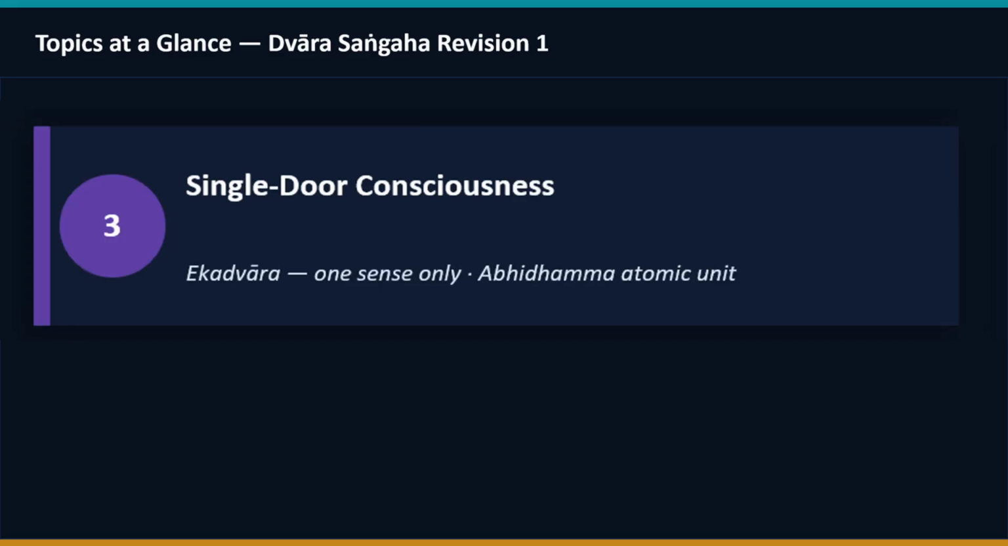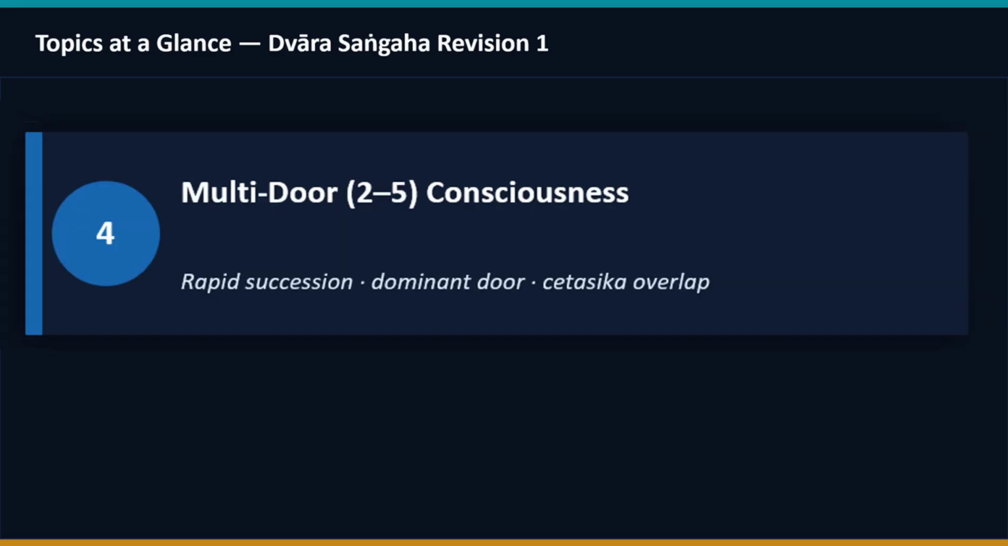Then when you talk about single door consciousness, ekadvara, one sense only, that means talking upon one base, what I call the Abhidhamma atomic unit. So we're going to go through what is one door. And then the fourth one, you have multi-door consciousness, 2 to 5, depending on how this thing arises. So rapid succession, then you've got dormant door and chittasika overlap. So this will be in the fourth one, the multi-door, 2 to 5 consciousness.